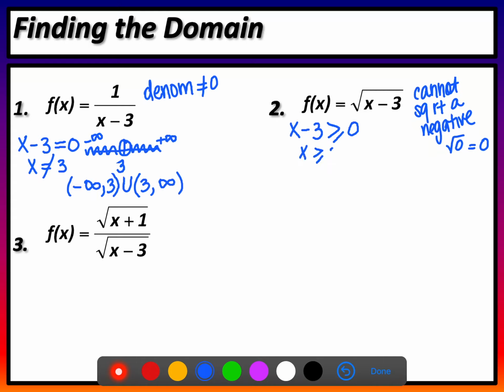So that means that all the x values that I have to use, solving this inequality, has to be x is greater than or equal to 3.